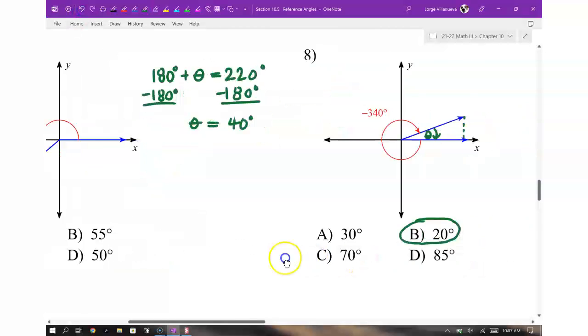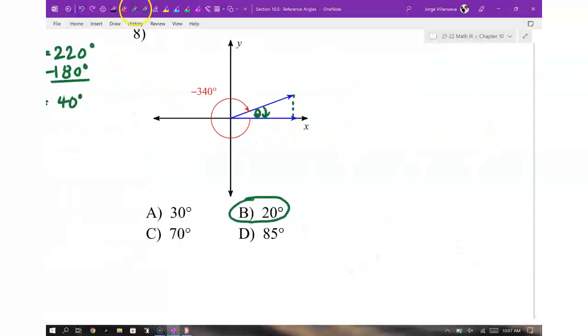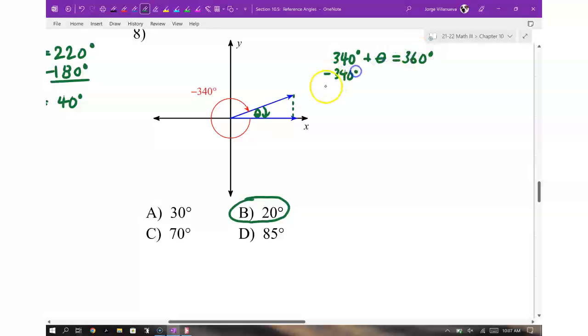And by the way, if you wanted to do this in terms of showing work, you just say 340. I know it's a negative angle, but just think of it as a positive. 340 would give me 360. So if you subtract 340, you get 20.